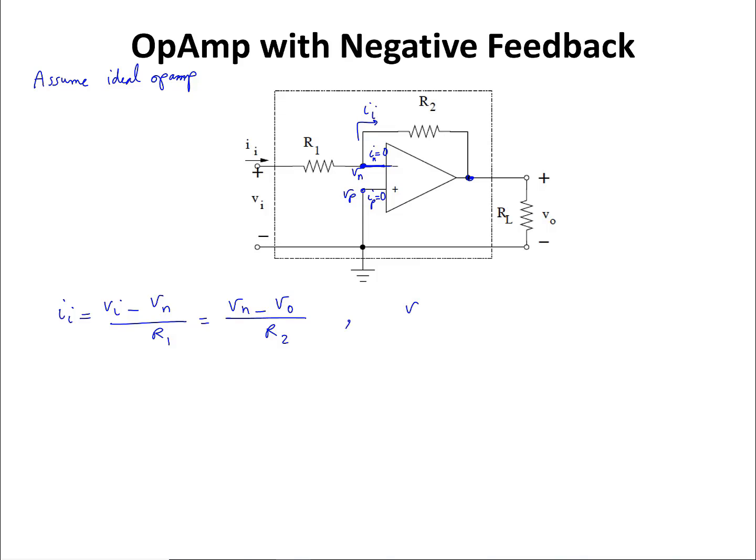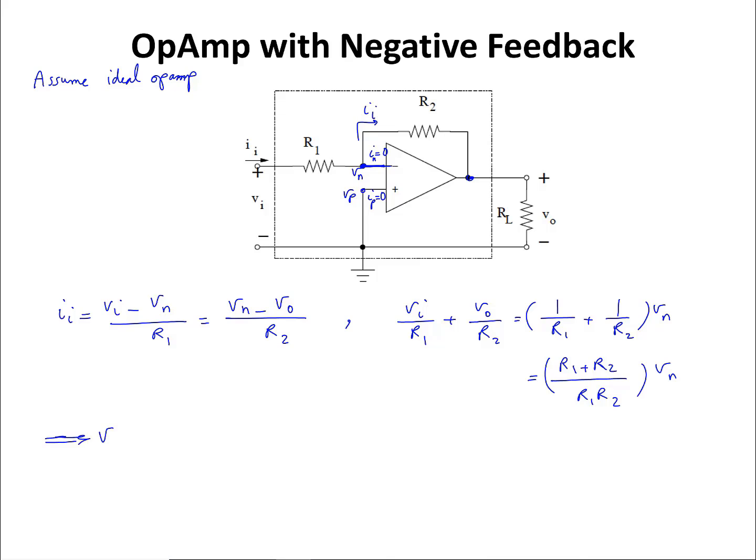Let's rearrange this one. I'm going to have Vi over R1 plus Vout over R2 equals 1 over R1 plus 1 over R2 multiplied by Vn, or that's equal to R1 plus R2 divided by R1 R2 multiplied by Vn. From there, I can write Vn equals R2 divided by R1 plus R2 multiplied by Vi plus R1 divided by R1 plus R2 multiplied by Vout.